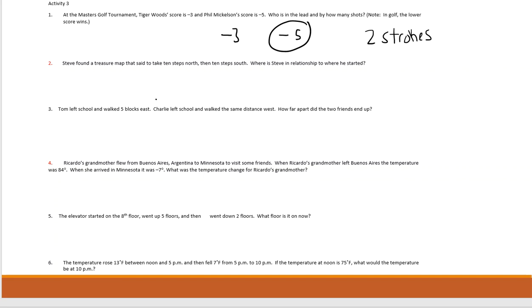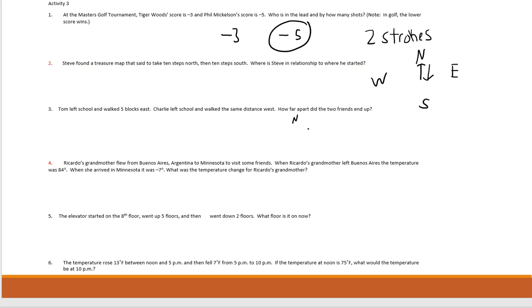Okay, here we go. Steve found a treasure map that said to take 10 steps north, then 10 steps south. Where is Steve in relation to where he started? So, if this is north, east, south, west, and he took 10 steps north, and then he took 10 steps south, he is right where he started. He's exactly where he started. Okay, let's look at number 3. Tom left school and walked 5 blocks east.